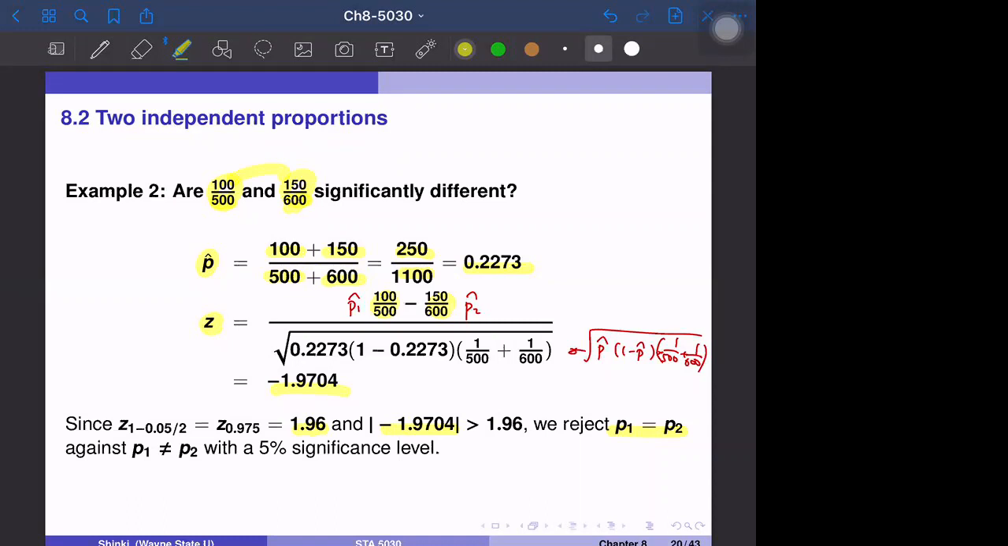So intuitively, it's pretty hard to reject the null hypothesis. If you really do surveys with sample sizes 500 and 600, and you have proportions 20% and 25%, maybe you want to strongly claim that the 25% is really larger than 20% because the sample size is more than 100. But actually, it's only slightly significant.